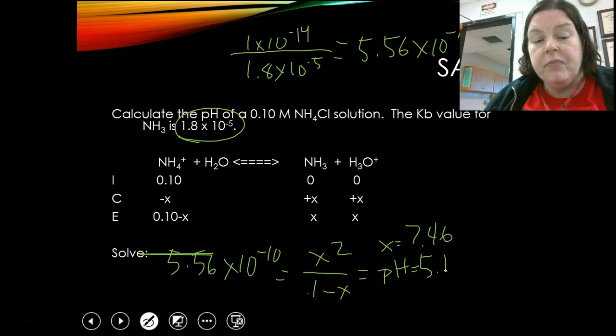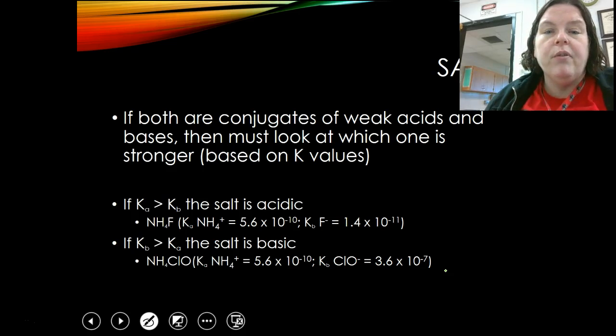It's less than 7. Okay, so if both are conjugates of weak acids and weak bases, then you must look at which one is stronger. So if the Ka is greater than the Kb, then the salt is acidic. If the Kb is greater than the Ka, then the salt is basic. So we just have to compare the Kas and Kbs, and if you're given something, you have to calculate.